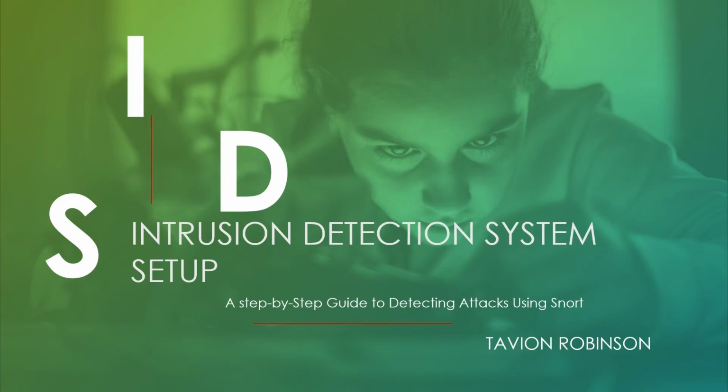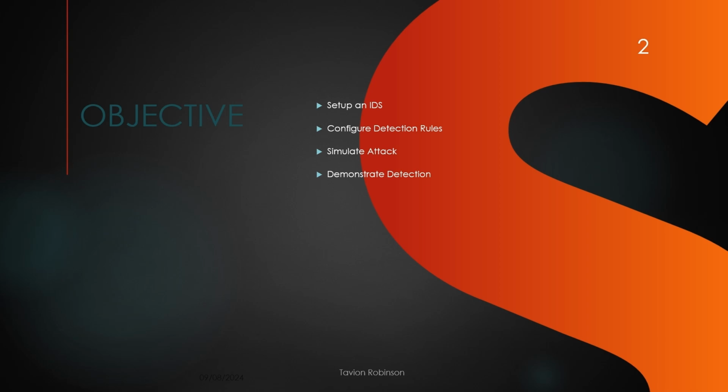Hello everyone, my name is Tavian Robinson and I currently have my bachelor's degree in cybersecurity and my software development certificate from Springboard. Today I'm going to walk you through the process of setting up an IDS using Snort, configuring detection rules, and demonstrating some common attack simulations using Kali Linux.